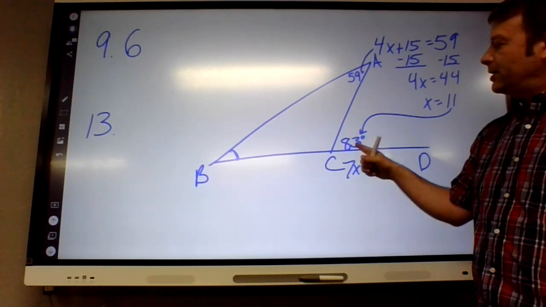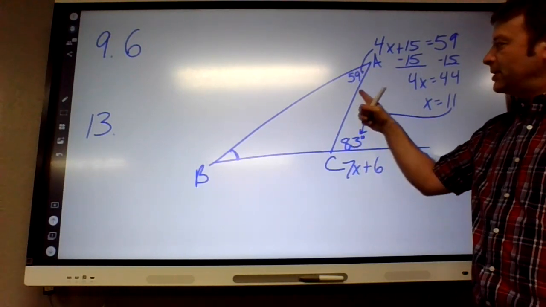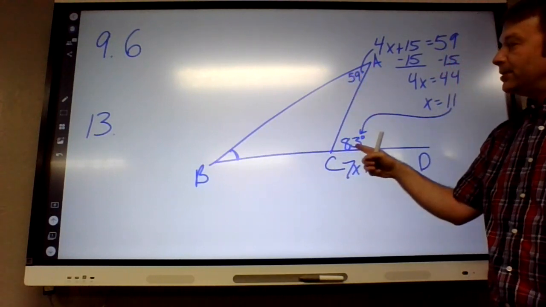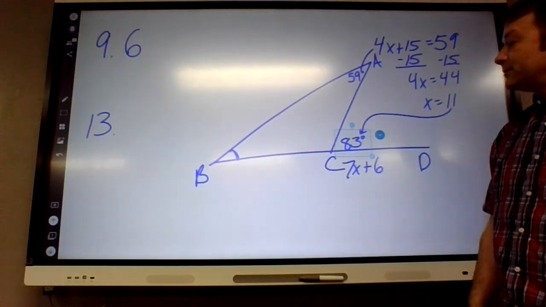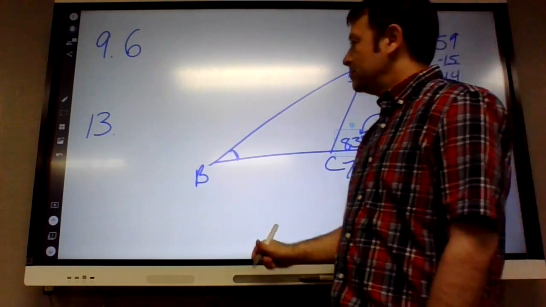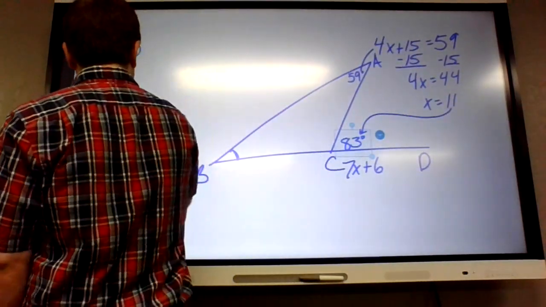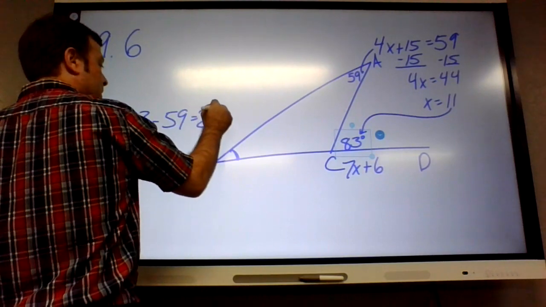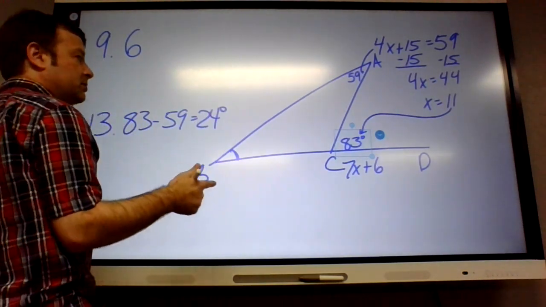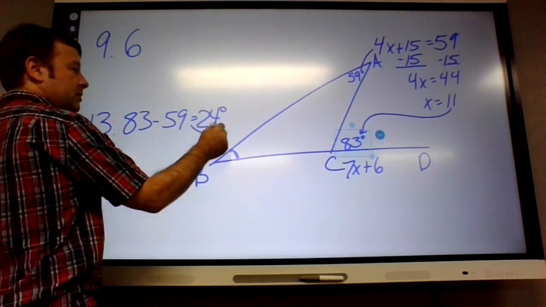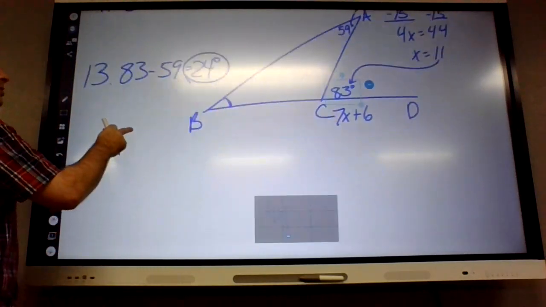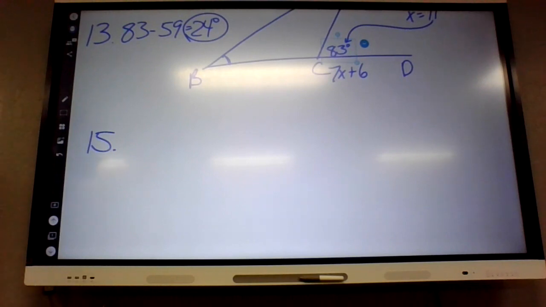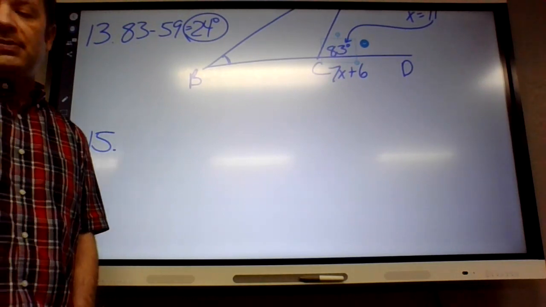The exterior angle theorem. If this is an exterior angle, it should equal the sum of these two. So this plus this should equal 83. So 83 minus 59 is 24. I'll just write down here. But the first way you said would give you the same answer. It just takes a little bit longer to do it that way.